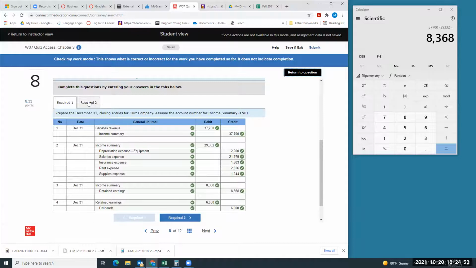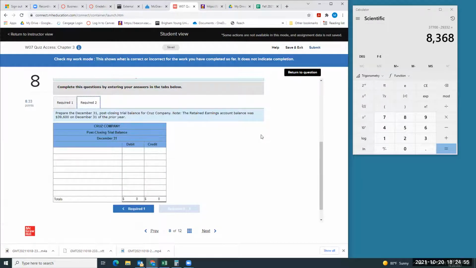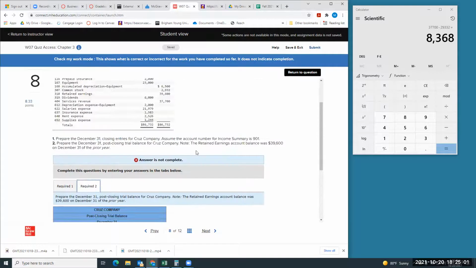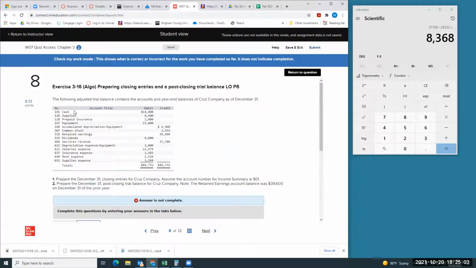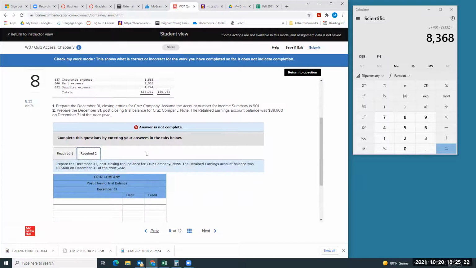So now we'll go to the second requirement, and it says post a post-closing trial balance. In essence, it's going to look just like the adjusted trial balance, except it's not going to have any of these revenue or expense accounts on it, because we've just closed them all out to 0. And the retained earnings balance will be different. So we'll go ahead and just enter those.